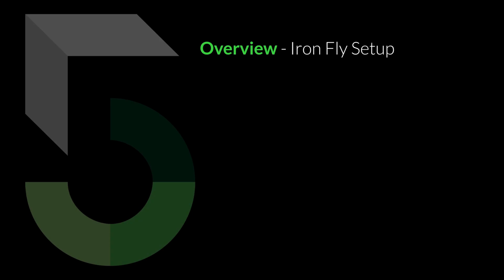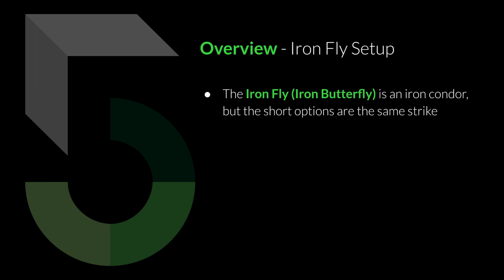So the iron butterfly or the iron fly is an iron condor, except the short options of that condor are the exact same strike. Otherwise everything is set up exactly the same. I am going to be referring to it as an iron fly because once you put that name butterfly in, it can get confusing because there's another form of an options setup that is just referred to as a butterfly or a long butterfly. So I want to make sure that there's pretty good differentiation between those two. So I'm going to refer to it as an iron fly.